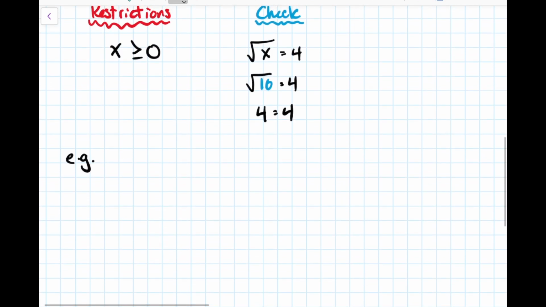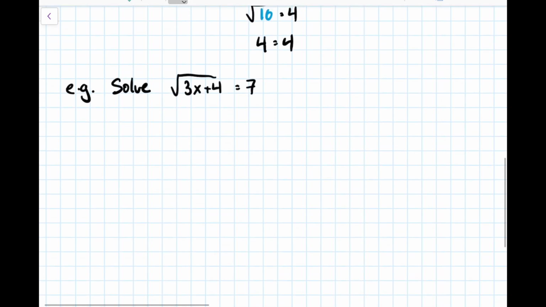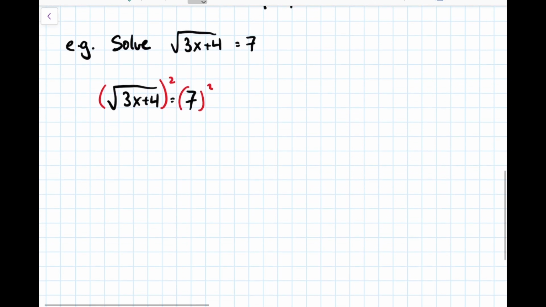So let's try another one. We're going to solve the square root of 3x plus 4 equals 7. So there's a little bit more going on here, a little bit more that we're going to have to be aware of. So we've got the square root of 3x plus 4 equals 7. Same sort of idea as last time. We're going to start by squaring both sides to get rid of that root. And so we get 3x plus 4 equals 49. Key thing to remember, when you square the root, nothing happens to the radicand, so that 3x plus 4 doesn't get multiplied by anything. It doesn't get FOILed by anything. It just stays as 3x plus 4.